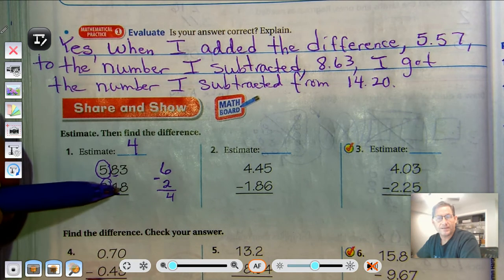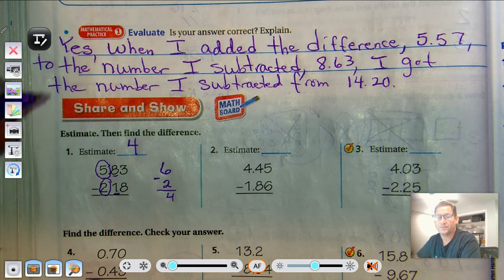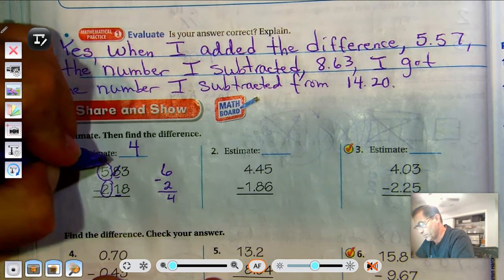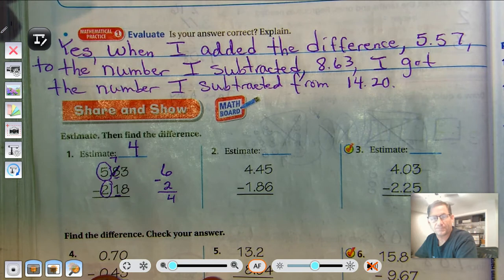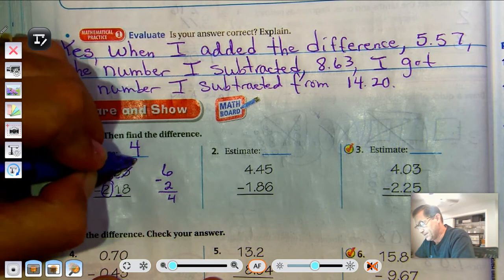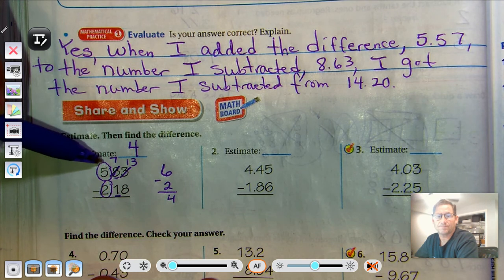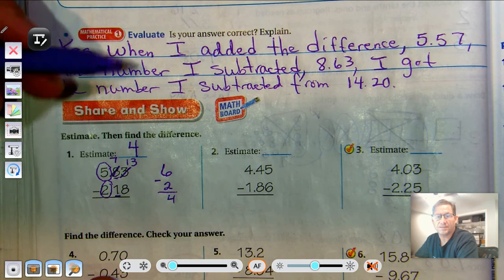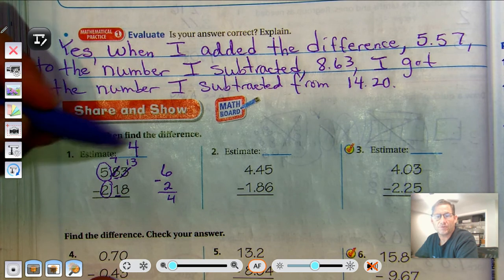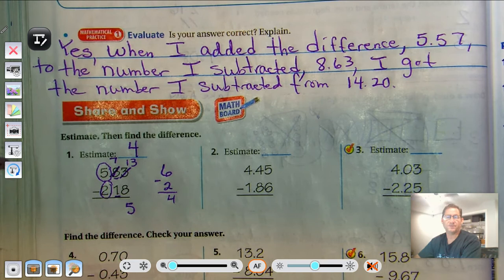Now, let's start in the hundredths. 8 hundredths taken from 3 hundredths. Can't do that. So let's regroup from the 8 tenths. Let's take one of the tenths and give it to the hundredths. So we're giving 10 hundredths to the hundredths. Okay, so 13 take away 8 is 5 hundredths.